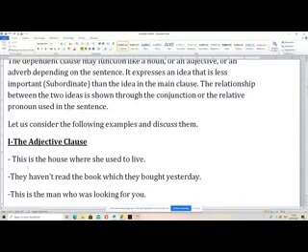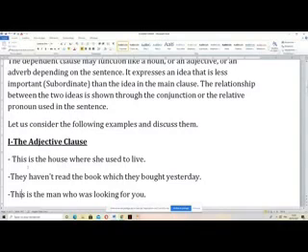Okay, and remember, two things are very important concerning the adjective clause. It is there to function as an adjective modifying a noun, because adjectives modify nouns.